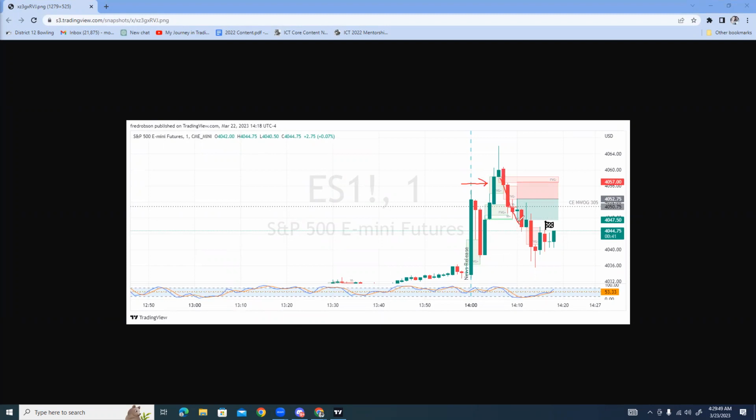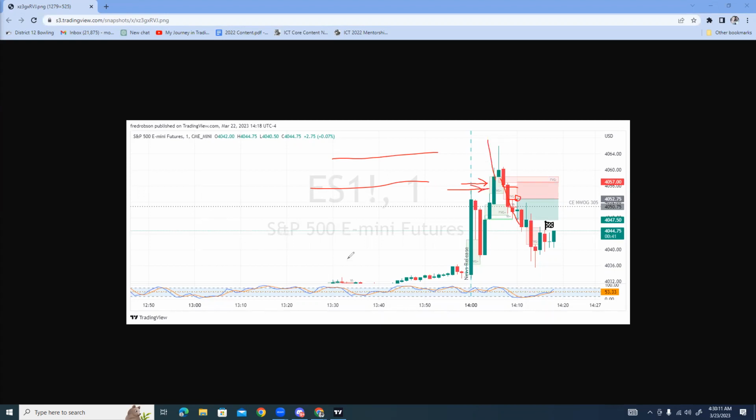Price starts moving down quickly. There's his fair value gap. He enters there. He was bearish on this day on the news yesterday, and I was too. Bearish on the news yesterday because we were in the premium and we had just taken a huge amount of liquidity.